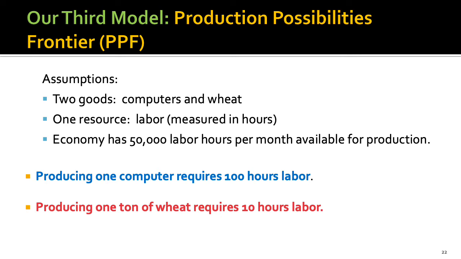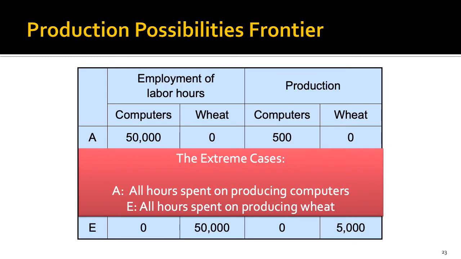So let's have a look at the numbers here. If you have 50,000 hours and you spend all of them producing computers, how many computers would we get? Well, the answer is we would get 500 computers. If we spent all our hours producing wheat, we'd end up with 5,000 tons of wheat. But remember, these are the extreme points here and here, right? It's like we said we only want computers and no wheat, or only wheat and no computers. That's not necessarily the best production points.